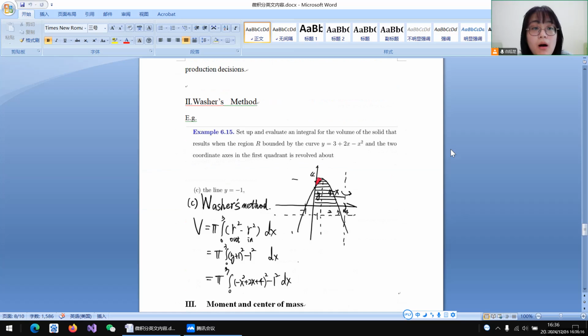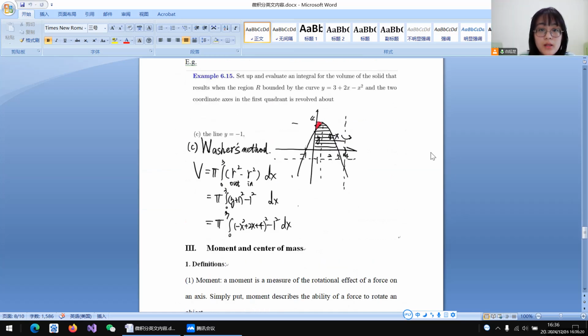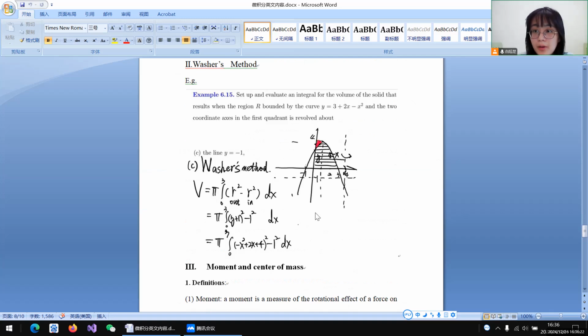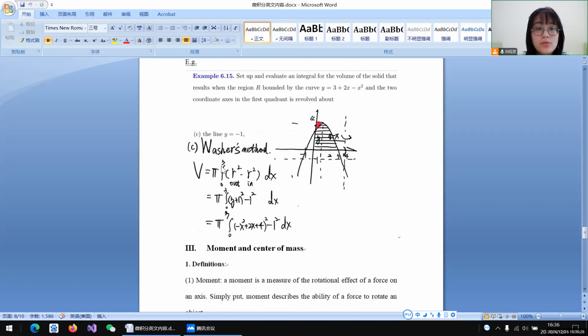Okay, the second part is about Washer's method. You can see that this is an example. We can calculate in Washer's method, which is V = π ∫ from 0 to 3 of (R_out² − R_in²) dx. You can see the answer.